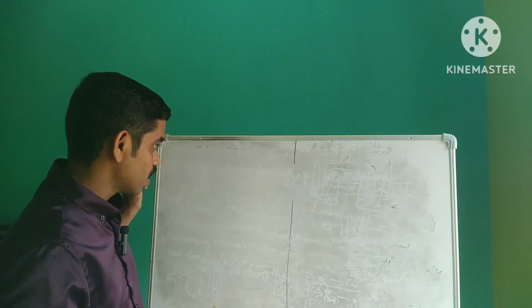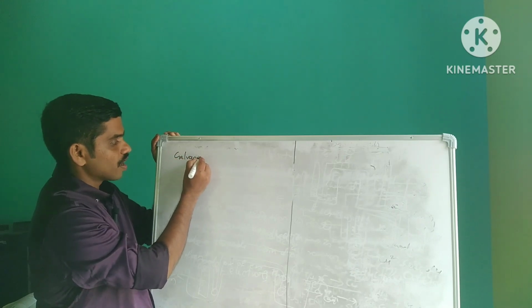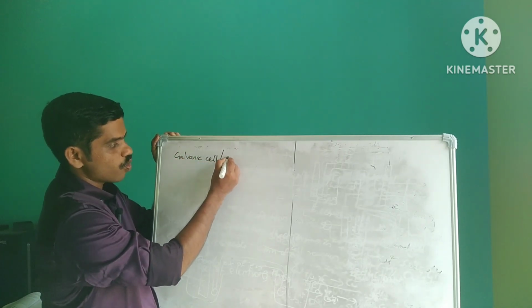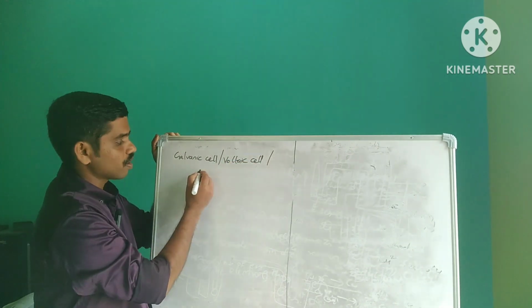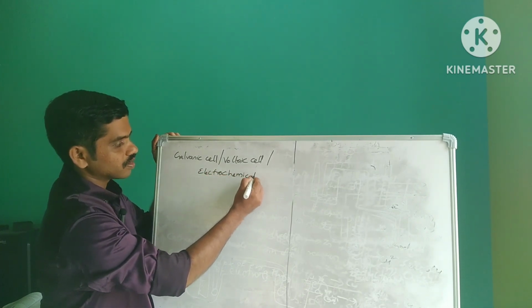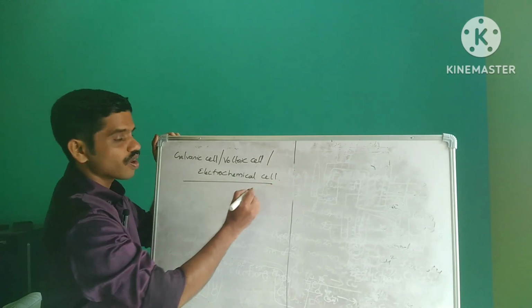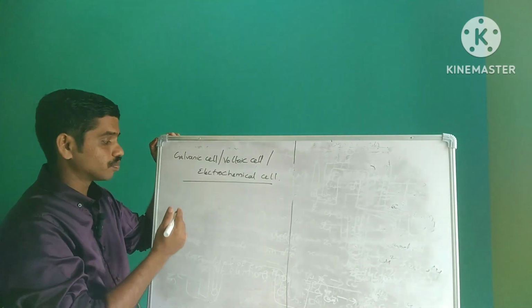Hello students, today we are going to discuss electrochemistry, one of the important topics in chemistry. So it's very interesting. First of all, we will discuss what a galvanic cell is. Galvanic cell, or you can call it a voltaic cell, or simply an electrochemical cell. All are the same.